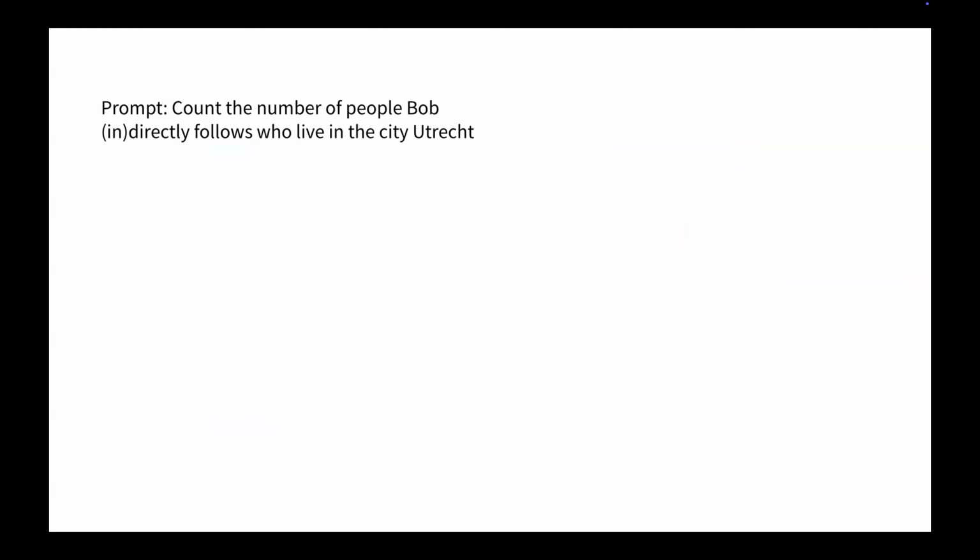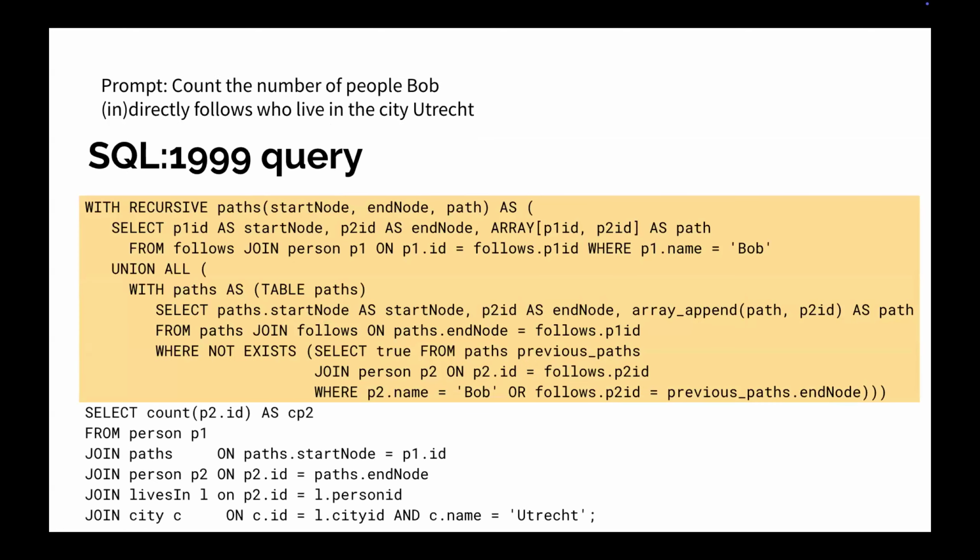So we have given the following prompt: count the number of people that Bob indirectly follows who live in the city Utrecht, which is a city in the Netherlands. Very nice to visit. And it's a bit of a jump scare query, but in SQL 99.9, you had to use this WITH RECURSIVE statement, which I think to most people is not easy to write, not easy to read. And from a systems perspective, these are also not the most performant queries out there.